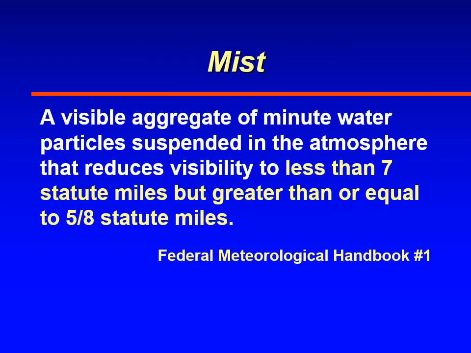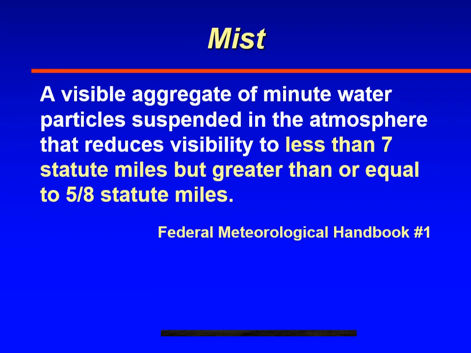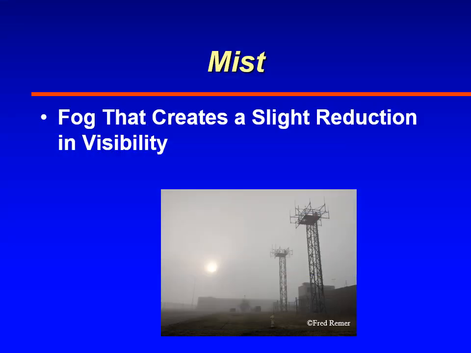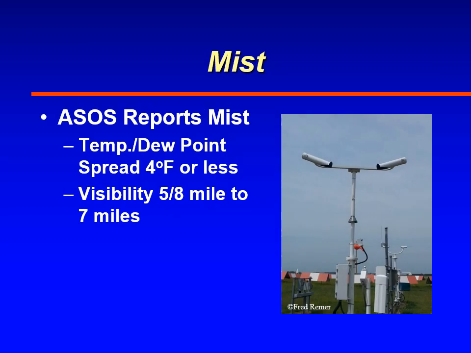First, mist. By definition, mist is a visible aggregate of minute water particles suspended in the atmosphere that reduces visibility to less than 7 miles, but greater than or equal to 5/8 of a mile. So mist is different than fog in just the visibility. It's made of water droplets, though, just like fog. So basically, it's a fog that just reduces visibility a little bit. Mist is reported by an ASOS machine when the temperature-dew point spread is 4 degrees Fahrenheit or less, so it's close to saturation, and the visibility is between 5/8 of a mile and 7 miles.